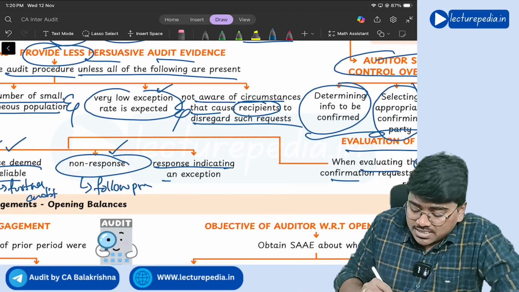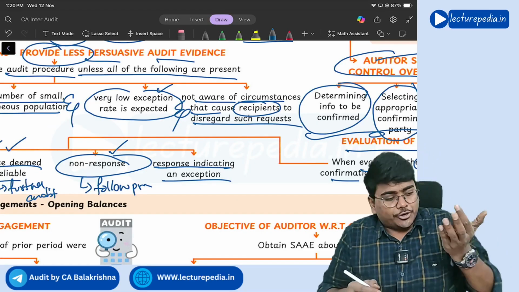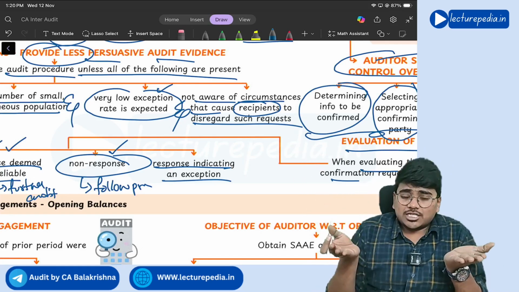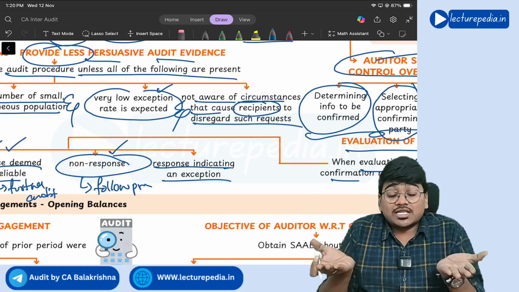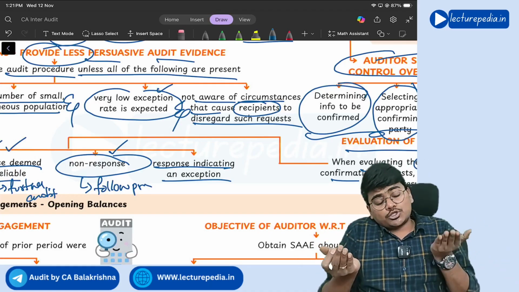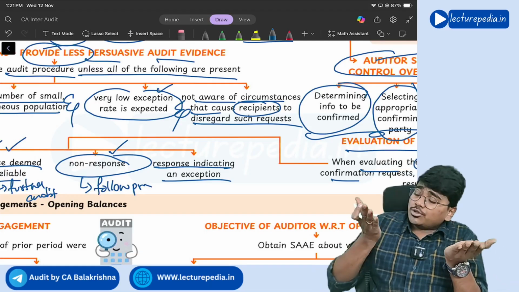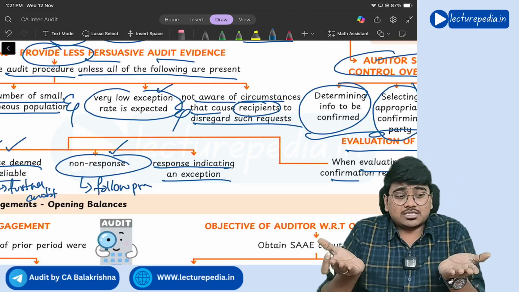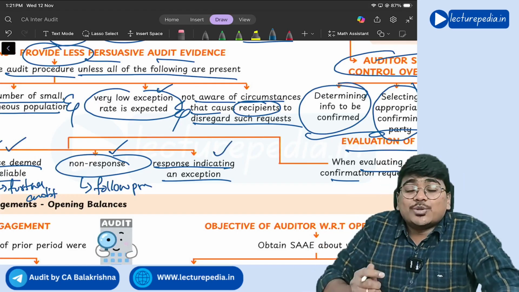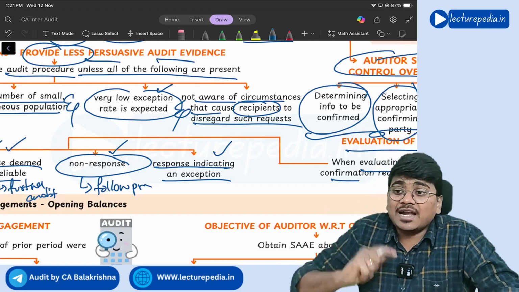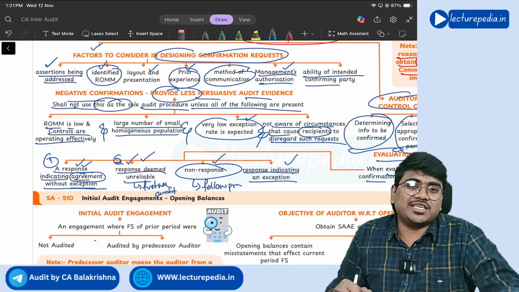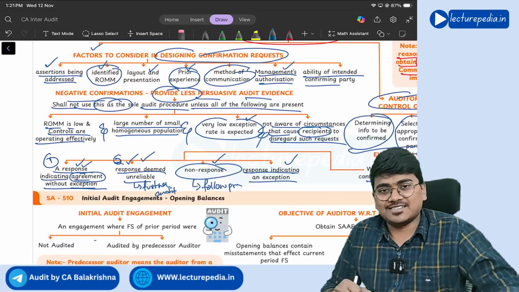Finally, response indicating exception. Exception means in the books of accounts the amount is showing as 20,000, but in the response that you received it is showing as 25,000. So there is an exception. In this situation you need to identify which is correct: whether the amount showing in the books of accounts is correct, or the amount showing in the response is correct, or both are wrong. That you need to identify. Okay, this is the fourth categorization. Like this, you need to categorize the responses and perform the respective procedure that is relevant for each category. Got it? Yes.